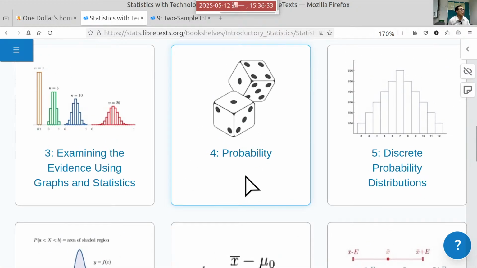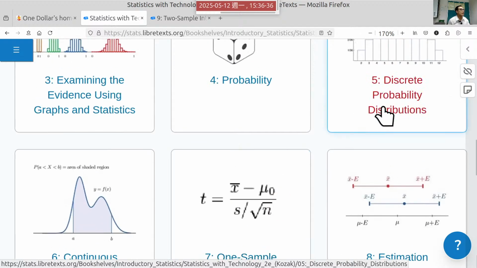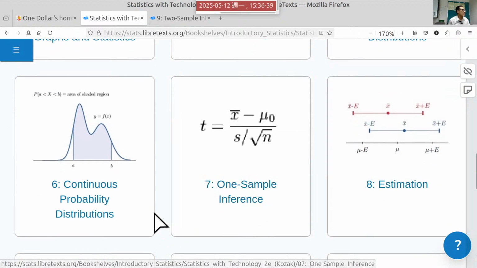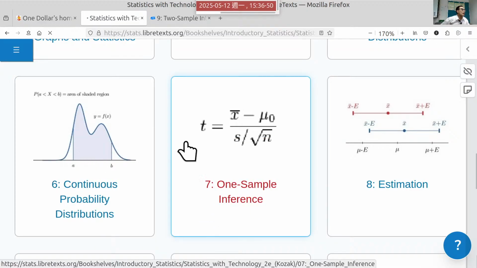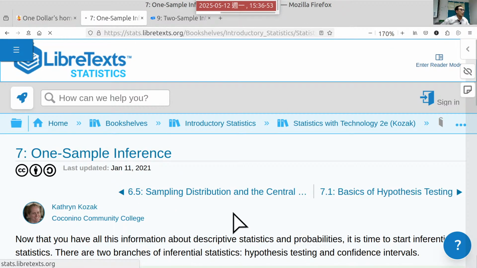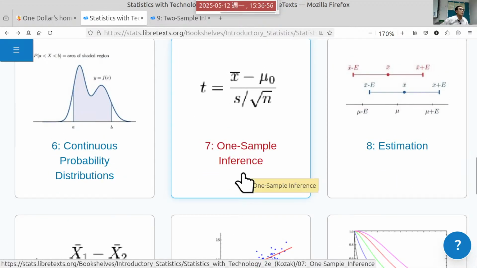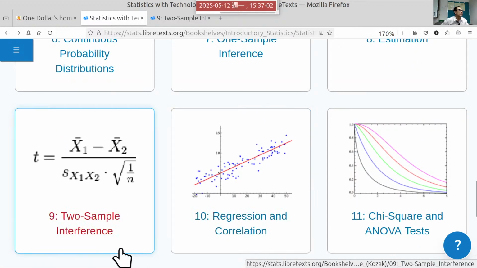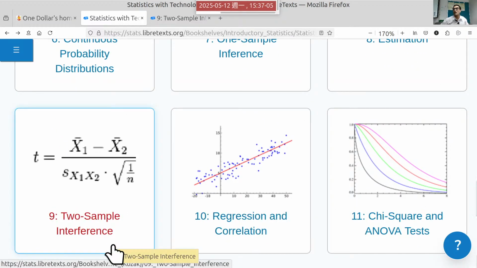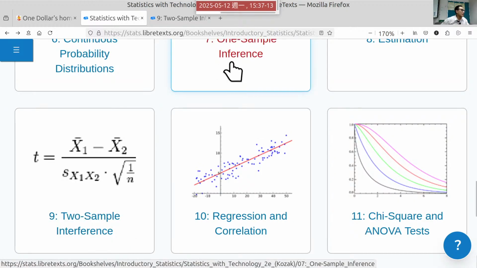After the probability, we discussed something about the discrete probability distribution and continuous probability distribution, especially the normal distribution. That's the central concept of this study. And chapter 7, one sample inference. What does it mean, one sample inference? Because we will move to today's work, chapter 9, about two sample inference.